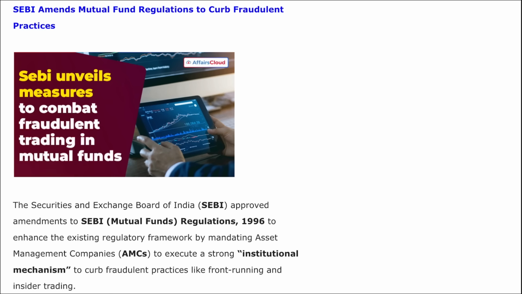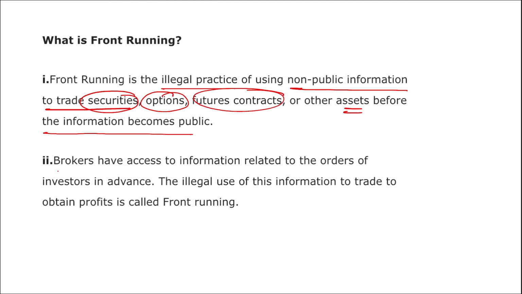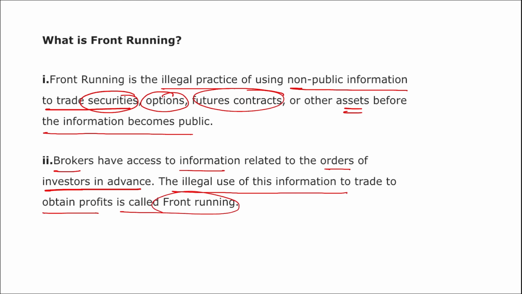What is front running? Front running is an illegal practice of using non-public information for trading securities, options, future contracts or other assets before the information becomes public. Brokers have access to information related to the orders of the investors in advance, and the illegal use of this information to trade and obtain profits is called front running.